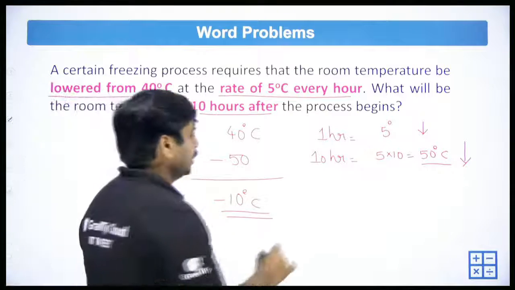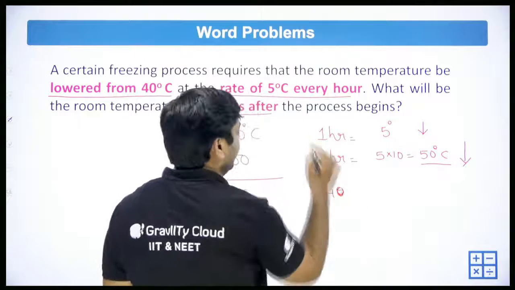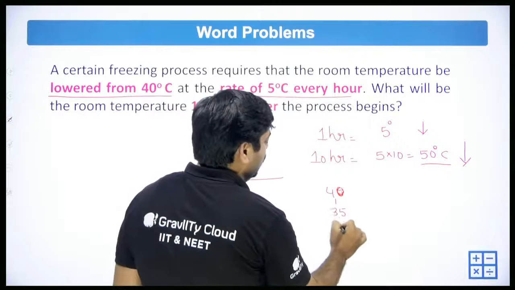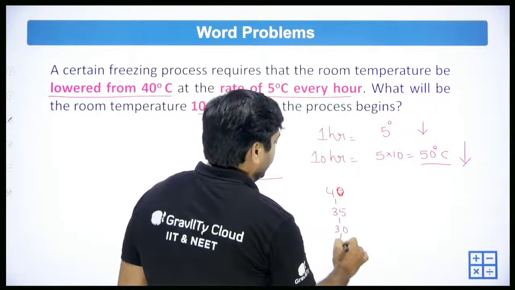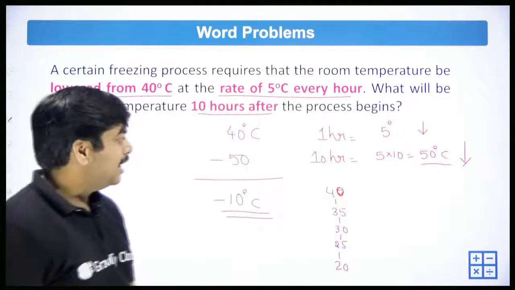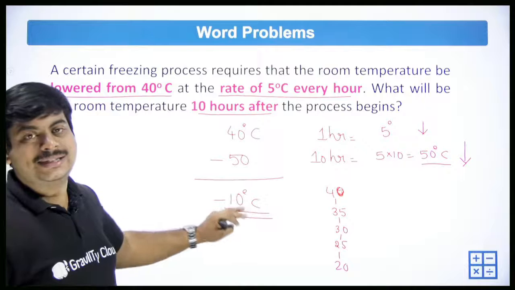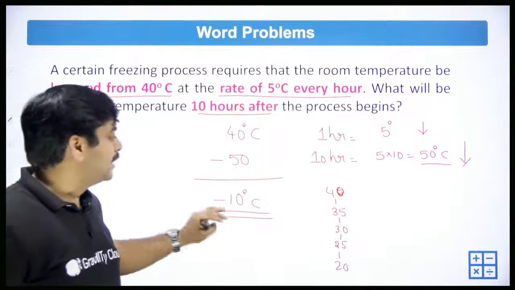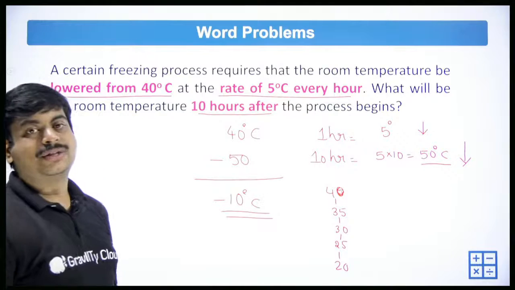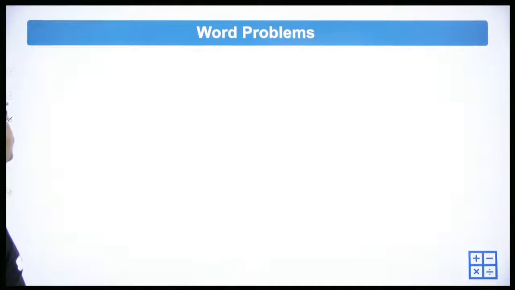It has started at 40. From 40, after every 1 hour, if it is reducing 5 degrees, next it will go to 35, next 30, next 25, then next 20, and so on. After 10 hours, you will be at a state of minus 10 degrees Celsius, right? Easy question. Let's move to one more question. What is the next question we are having?